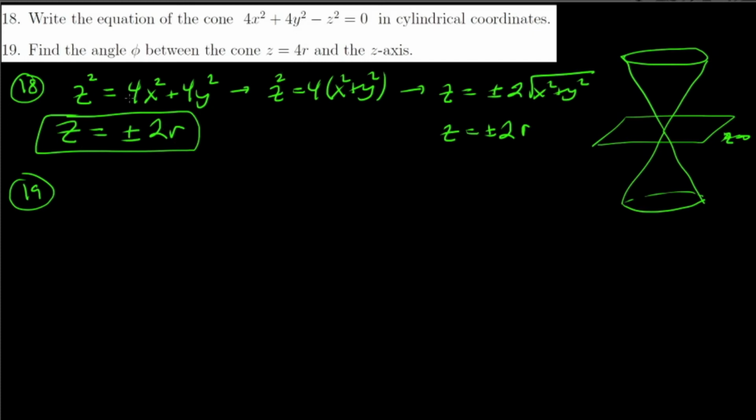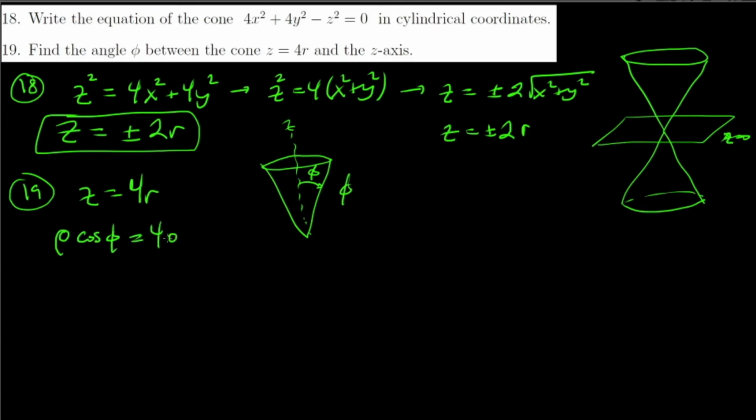All right, 19. Find the angle between the cone, which is z equals 4r, not 2r, so a different cone, and the z-axis. Well, here we have this cone and the z-axis. So this is the angle which you could call gamma, but here we just use phi. So we're looking for phi. Remember, phi is in spherical coordinates. So in spherical coordinates, z is rho cosine phi, and r is rho sine phi.